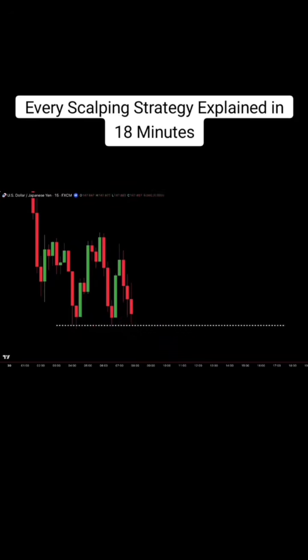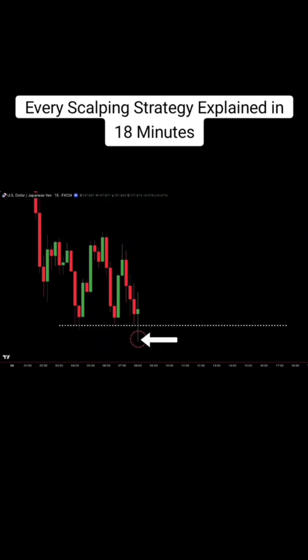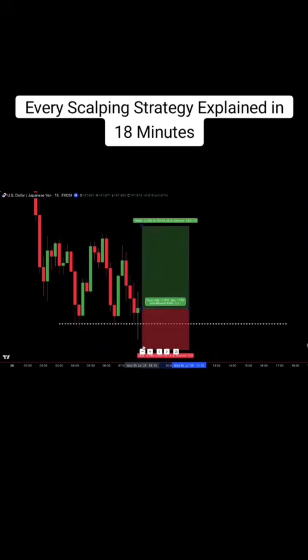Look at what happens next. Price suddenly breaks below the level and then closes back above it. That's a clear stop loss hunt. Now you enter at the close of the candle that hunted the stop losses. Your stop loss goes below the candle, and your target is the next key level. Look at the result. The market moves up exactly as expected.